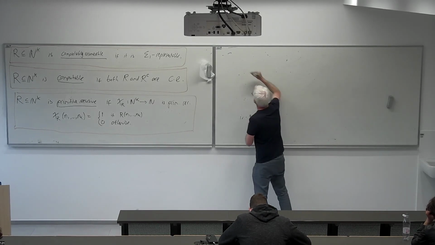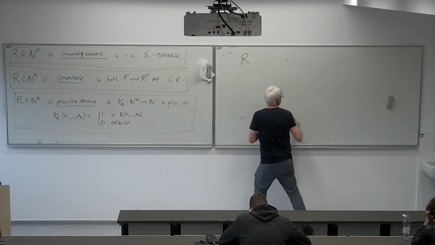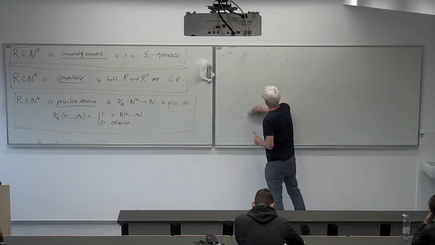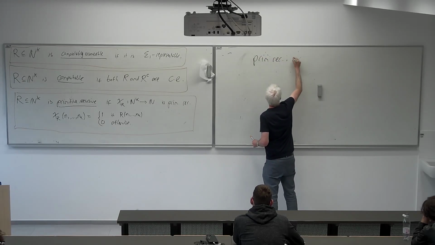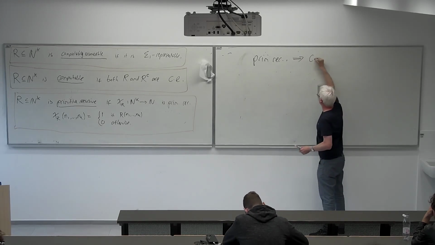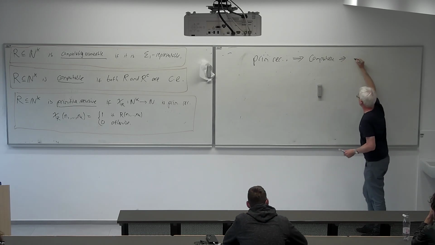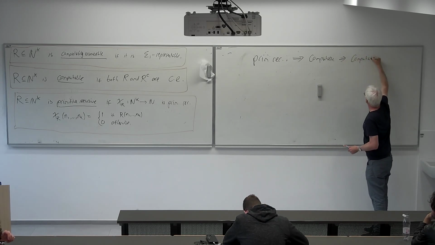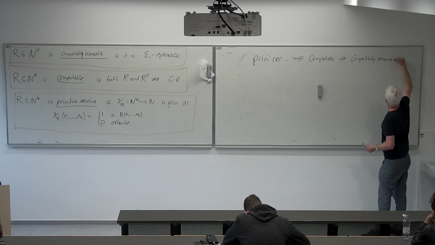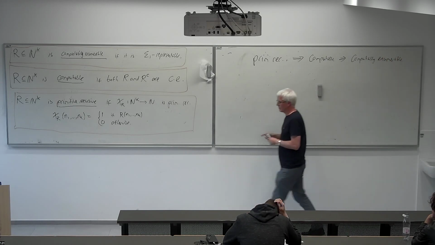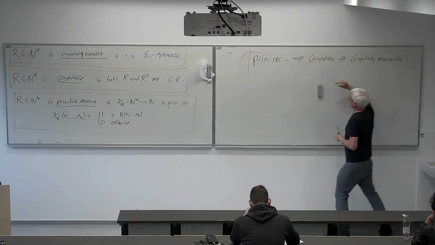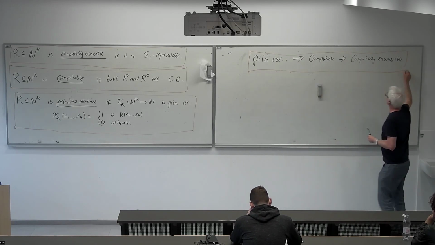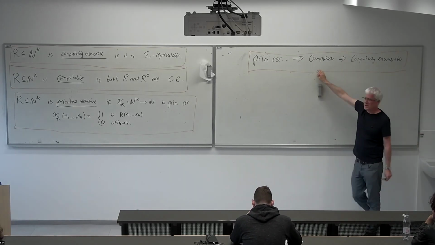If R is primitive recursive, well, let's leave R out, but anyway, just anonymously, if you're primitive recursive, then you're computable, and if you're computable, then you're computably enumerable. So this is a proposition, if you like, but I'm not going to bother to name it as such. Chain of two implications. The second implication is immediate from the definition of computability.